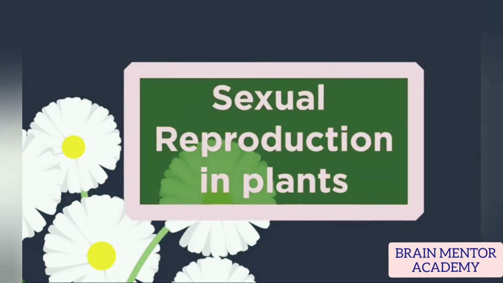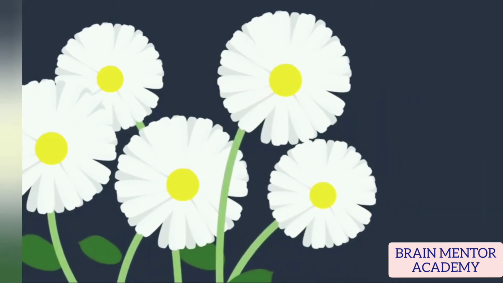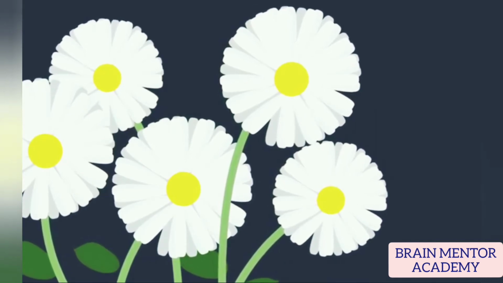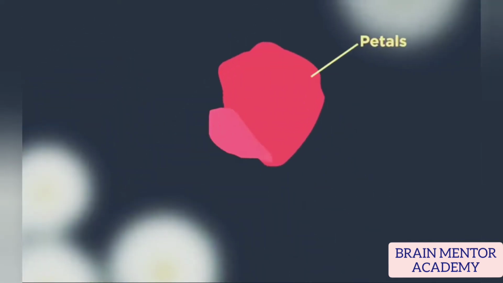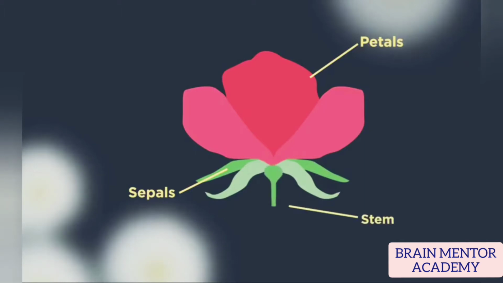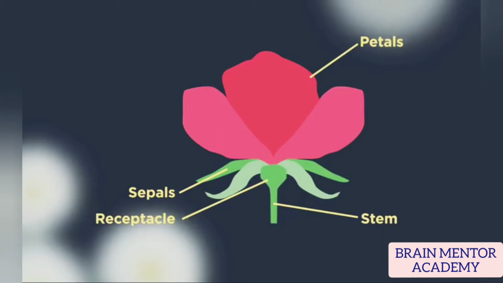In plants, sexual reproduction is carried out in the flowers. The flowers contain the sexual organs. Let's start with labeling the different parts of a flower. The petals and the sepals help protect the flower bud and can be brightly colored or scented to attract pollinators. The stem and the receptacle are the parts that connect the flower to the rest of the plant.